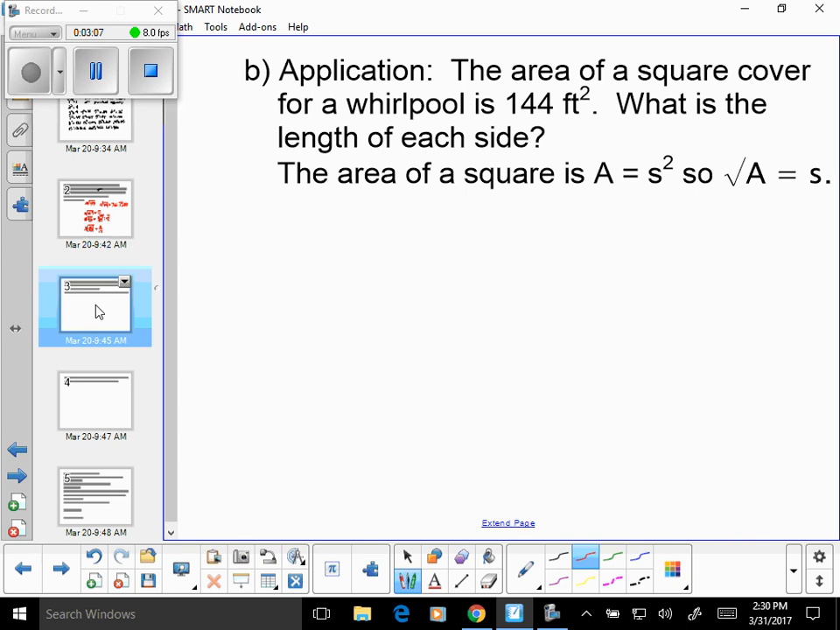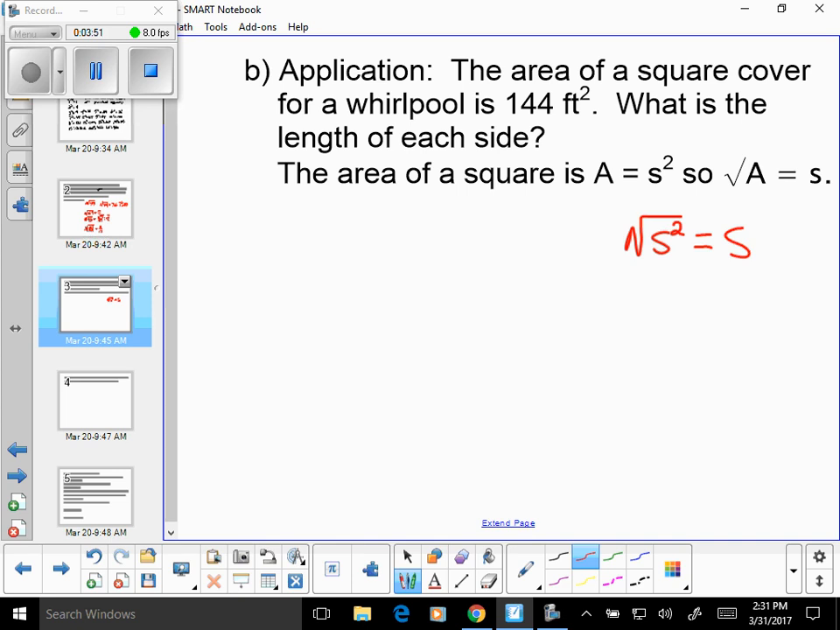The application. What happens here is that they are going to ask us to use what we know about area and square root to find out about the lengths of the sides of squares. The area of a square cover for a whirlpool is 144 feet squared. So what is the length of each side? Now, normally, we would find the area of the square by taking side squared. So if I take the square root of the area, that's going to mean s, because the square root of s squared equals s. Just like the square root of 4 equals 2, the square root of 9 equals 3, the square root of 16 equals 4.